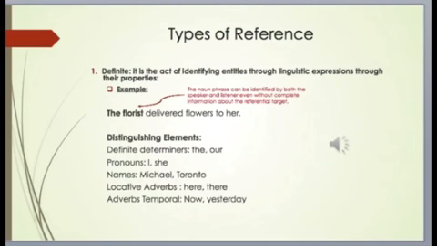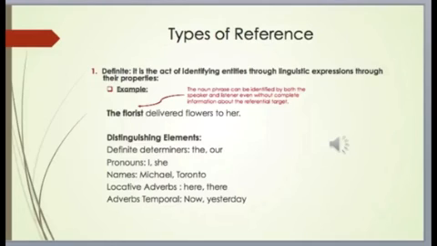Now, there are different types of references. The first one is definite, and this constitutes the act of identifying entities through different linguistic expressions, through their properties. For example, the florist delivered flowers to her. In this case, the noun phrase can be identified by both the speaker and the listener, even without complete information about the target that is being referenced.